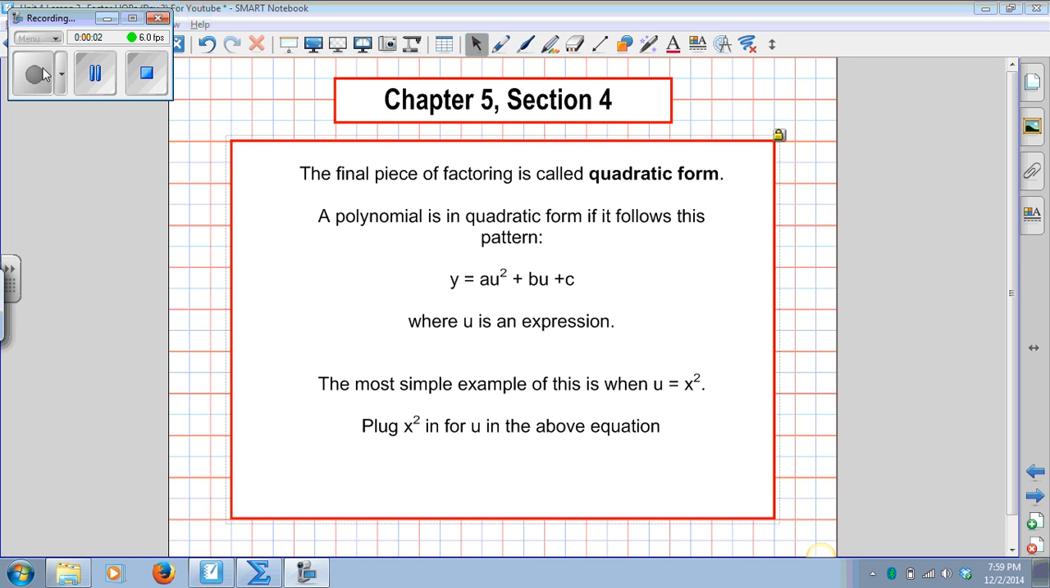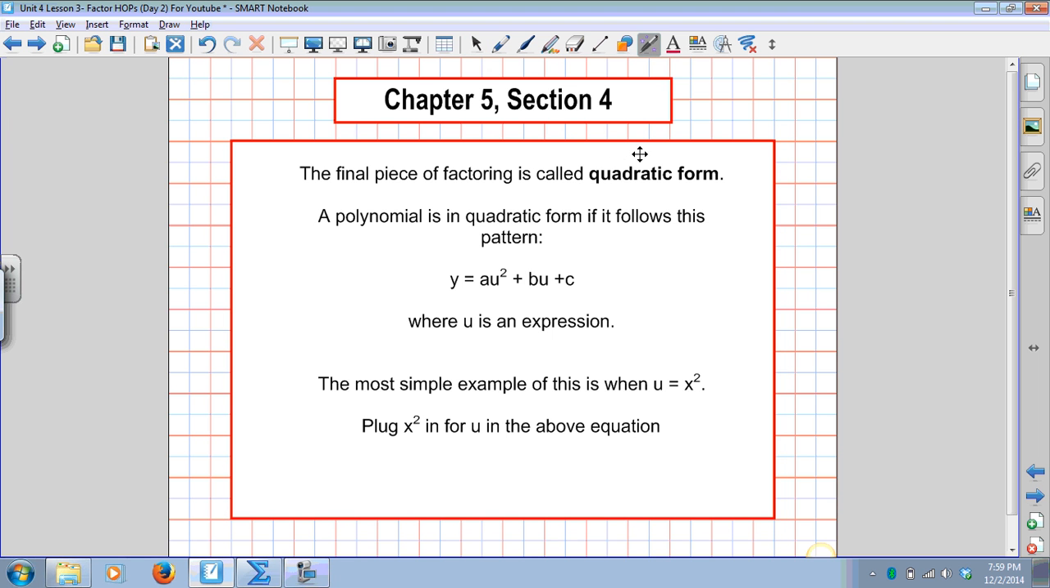Hi everybody, I want to introduce you to a new type of factoring or new type of expression that is called quadratic form. So quadratic form is a pretty neat type of factoring. It's when things behave like a quadratic, despite the fact that they may not be a quadratic. They may be some type of higher order polynomial.